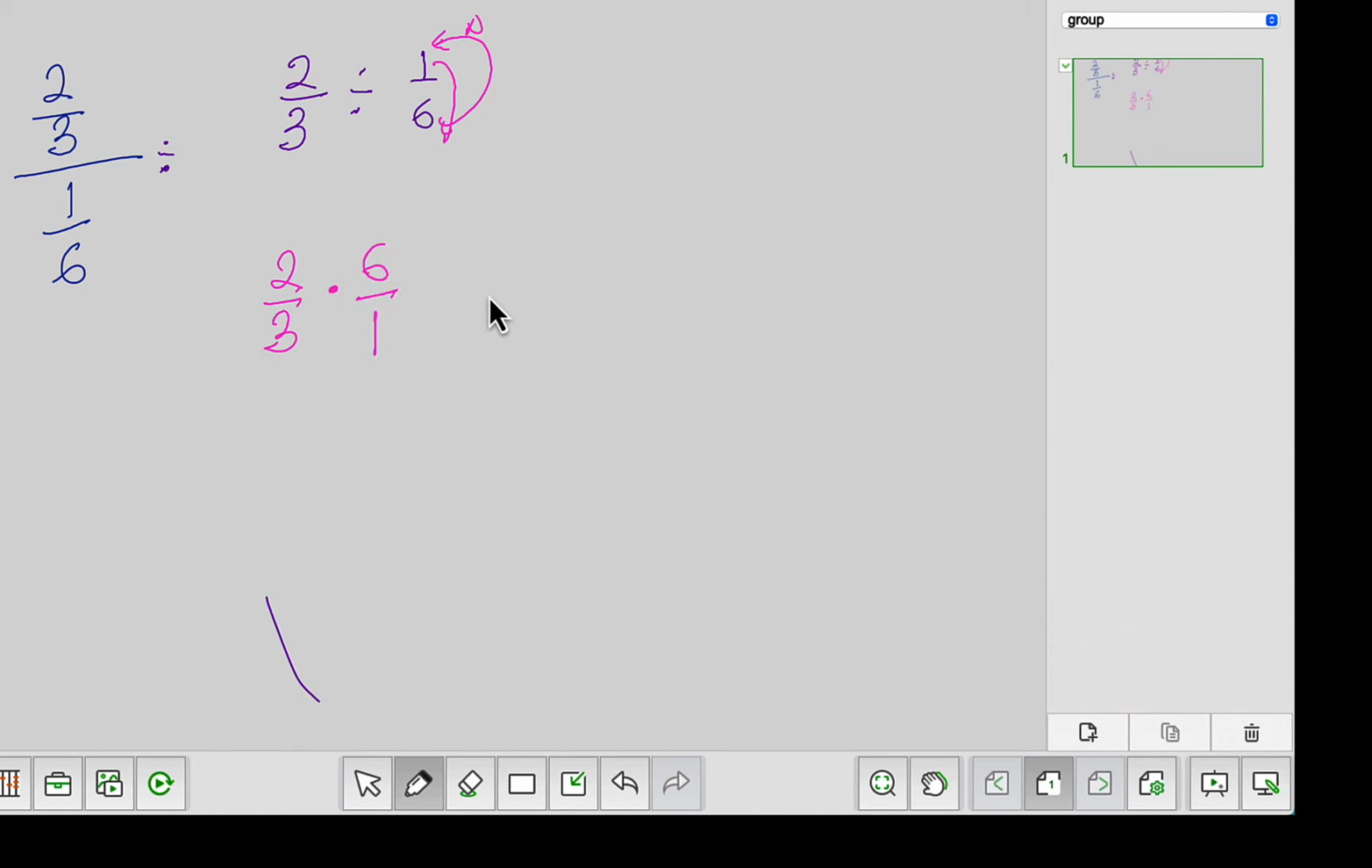And then a very simple concept, whenever you have two fractions and they are multiplying, you multiply the numerators. So 2 is going to multiply 6, and then 3 is also going to multiply 1. And so we have 2 times 6 is 12 divided by 3, and this eventually gives us 4, right?